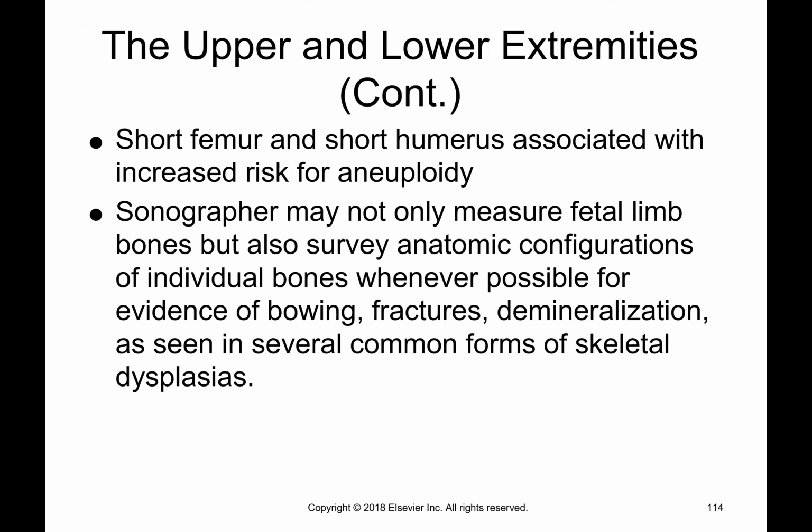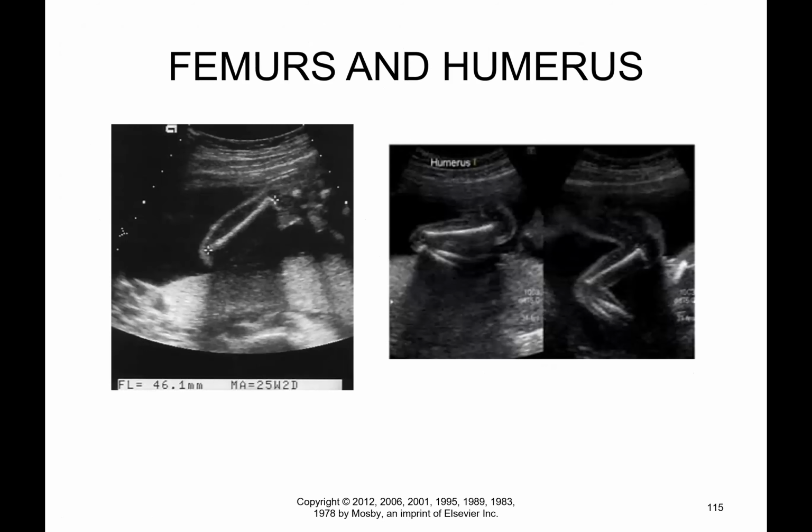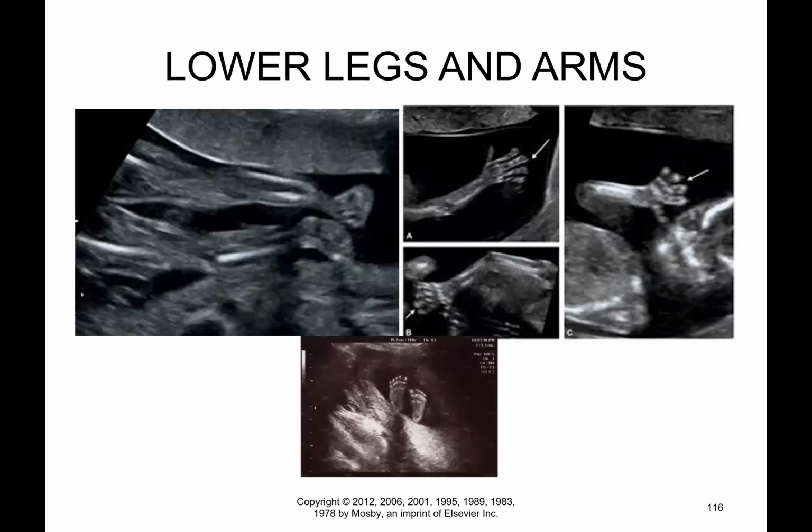Short femurs or short humeruses could be associated with aneuploidy. You also want to look at the bones for evidence of bowing, fractures, demineralization, because this could be a cause of skeletal dysplasias. So we measure the thigh bone and we measure the humerus. When we're looking at lower legs, I like to look at both the tibia and the fibula. I like to see the feet facing forward. This helps me rule out club feet.